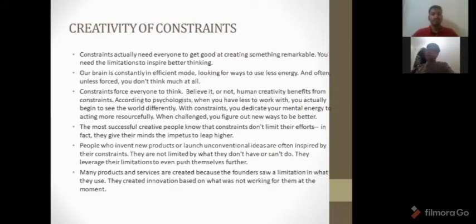Creativity of constraints. Constraints actually help everyone to get good at creating something remarkable. You need limitation to inspire better thinking. Our brain is constantly in efficient mode, looking for ways to use less energy.